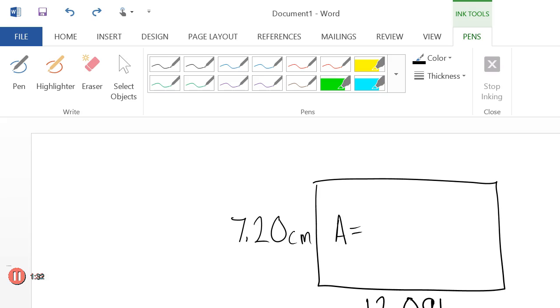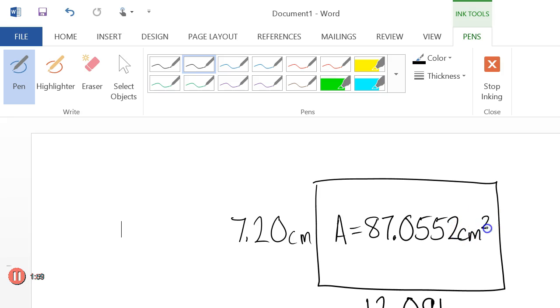If you want to pause and type those in on your calculator, you'll find out that 7.20 times 12.091 gives us an area of 87.0552. And since we did centimeters times centimeters, our unit is centimeters squared.